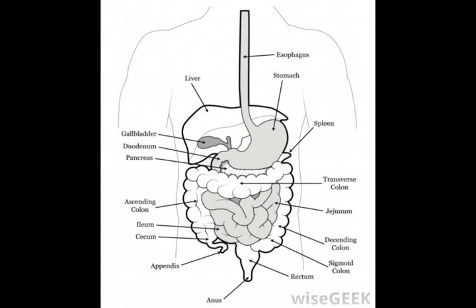Paramesenteric gutters are located between the colon and the mesentery, which is the part of the peritoneum that supports the internal organs. The paramesenteric gutters also function to drain fluid away.